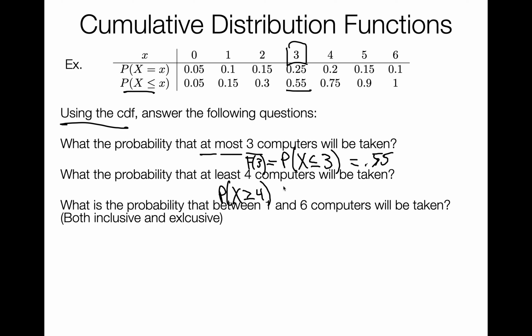So let's do inclusive first. So what we're looking for is the probability that x is in between 1 and 6, but it's less than or equal to inequalities instead of just less than, because we're including the 1 and the 6. Now, of course, again, we could do this with the PMF because it's not that bad. We could just add those together.